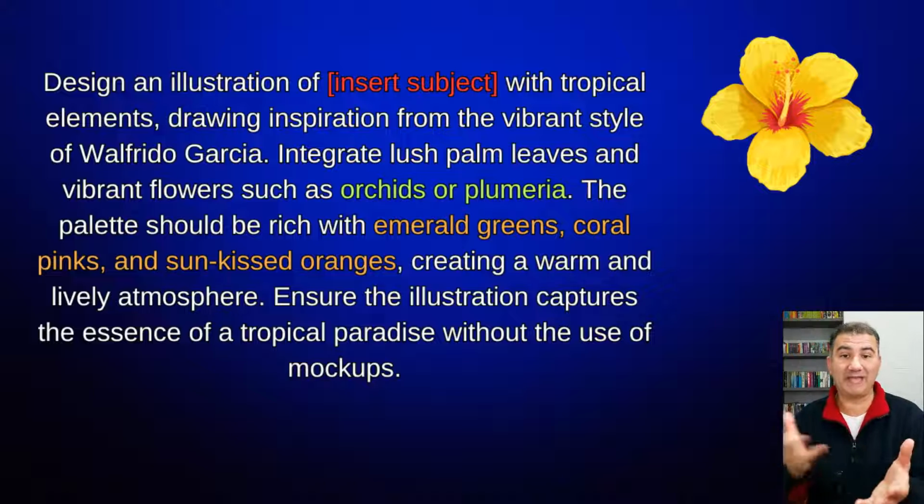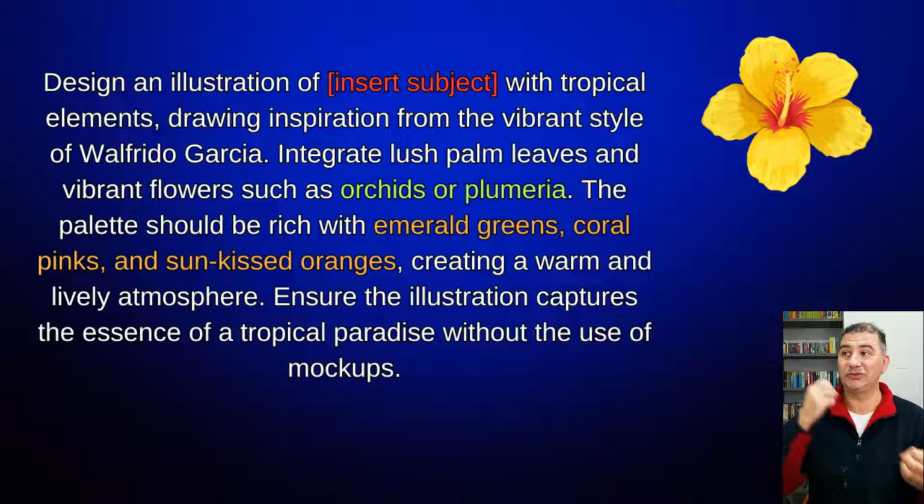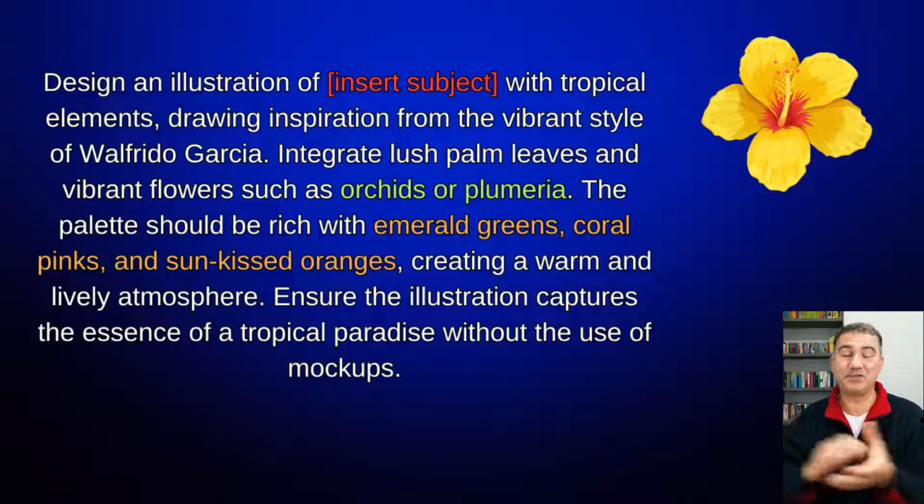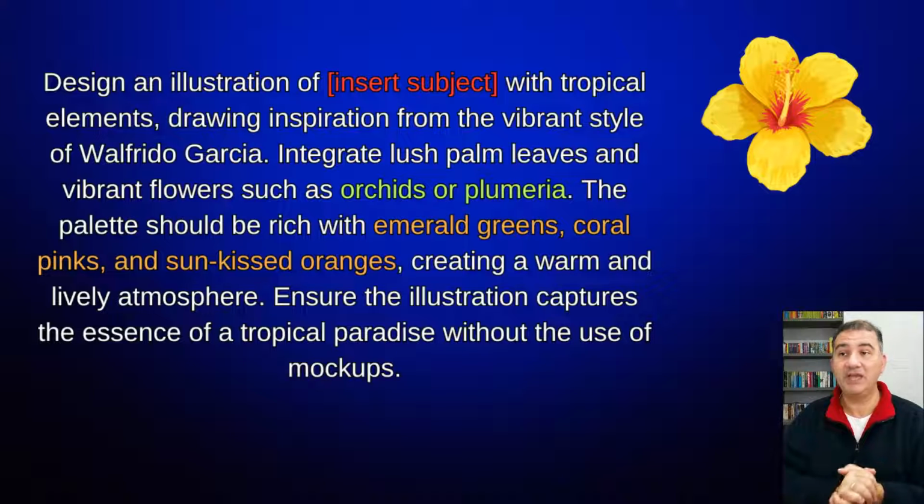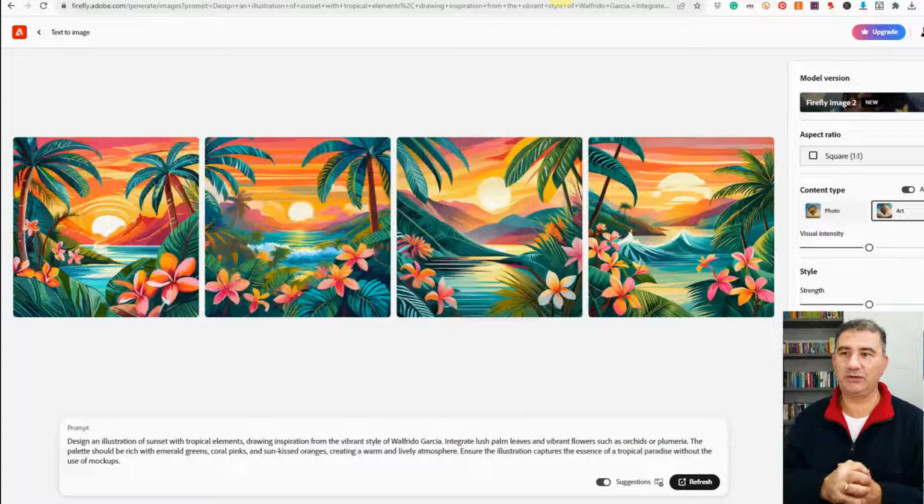Again, if you don't want those particular types of tropical plants, you could go into Google or ask ChatGPT or Google Bard. There are so many avenues you could use to get different names of tropical flora, even fauna if you wanted to use animals, and you could just insert them accordingly. We've got the colors emerald greens, coral pinks, and sun-kissed oranges, to create a warm and lively atmosphere. And if we head back, these are the images I generated in Firefly.